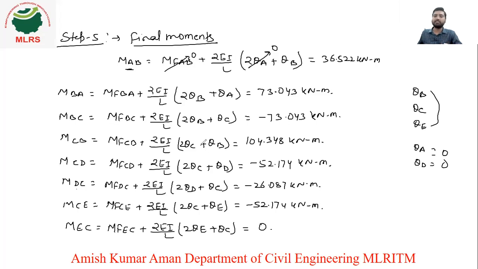So for the analysis of any problem by using the stiffness matrix, the first step is to find the degrees of freedom. Second step is the fixed end moments. Third step, you will calculate the elements of the stiffness matrix. Fourth step, we find the displacements by using the stiffness matrix equation, and then the fifth one is the final moments.